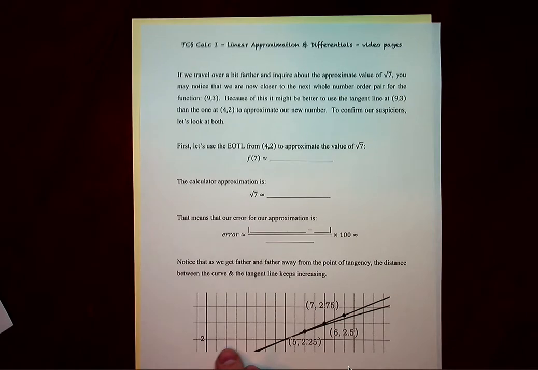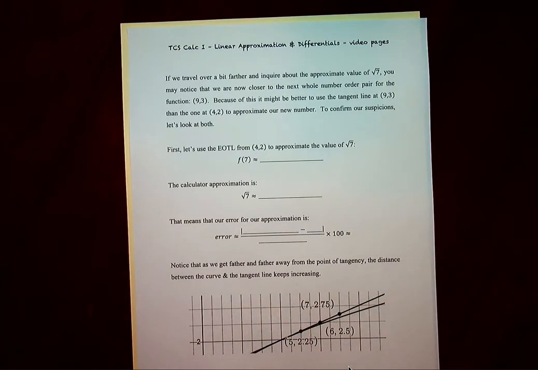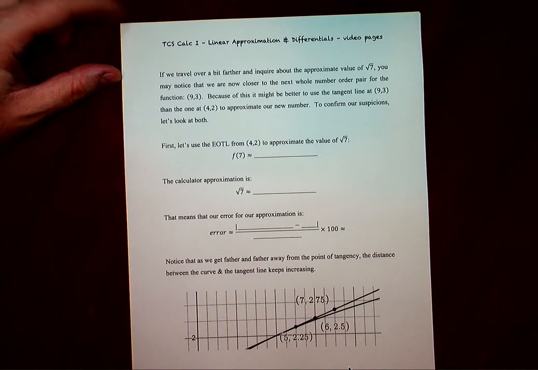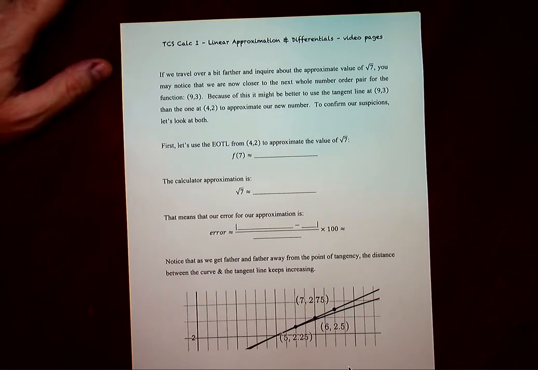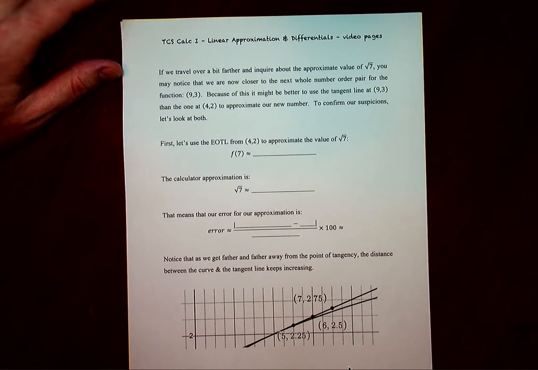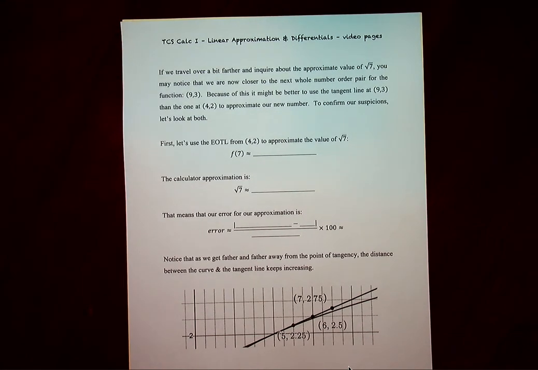Okay, let's actually look at root 7. And if we look at root 7, we may notice before we even get started that 7 as an input is closer to 9, right? So it's actually closer to the ordered pair for the function 9,3. And because of this, it might be better to use the tangent line at 9,3 because it would be closer. So sufficiently close would be better satisfied by using the equation of the tangent line at 9,3 as opposed to 4,2. But to confirm our suspicions, let's do both. What do you say?